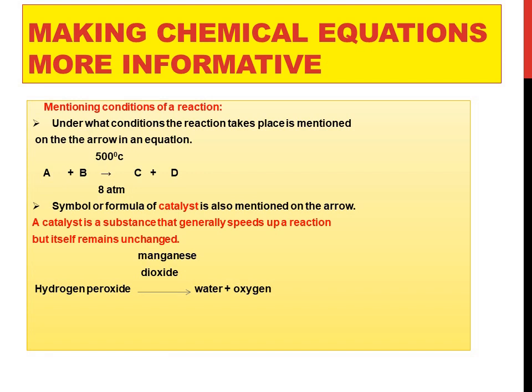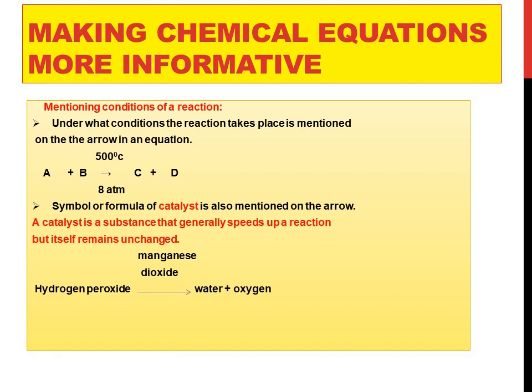Under what condition your reaction is taking place, that we can mention on the arrow of the chemical equation. Like here as shown in the example, A plus B, where A and B are reactants, they give C plus D as products, and on the arrow I mentioned the condition 500 degrees Celsius, that is the temperature, and pressure is 8 atmosphere. So these are the conditions with the help of which we can identify that the reaction takes place under these conditions.